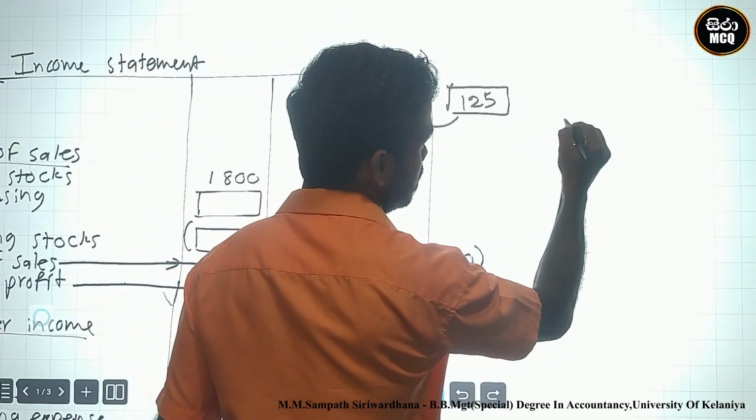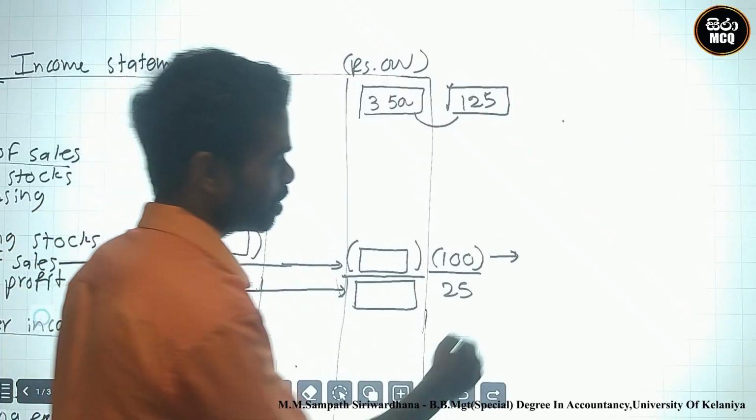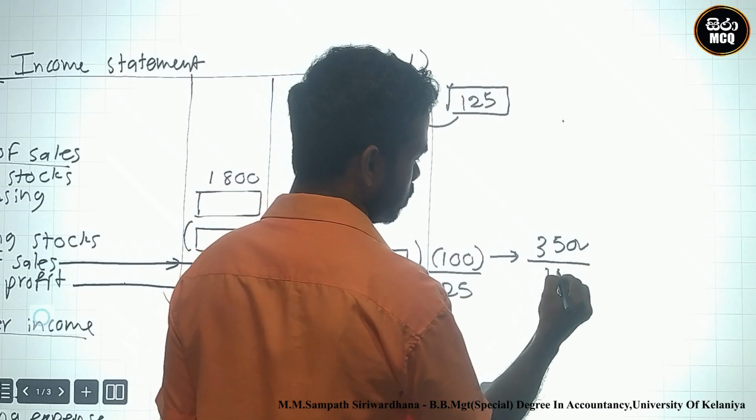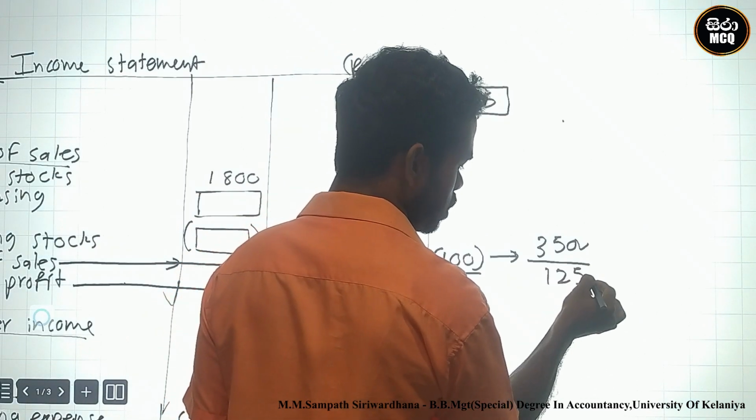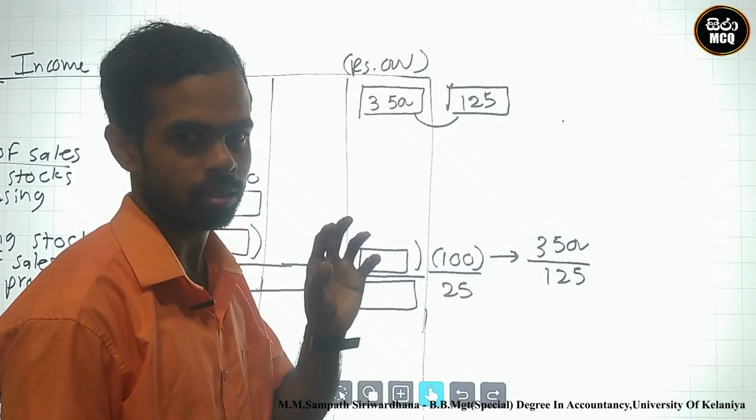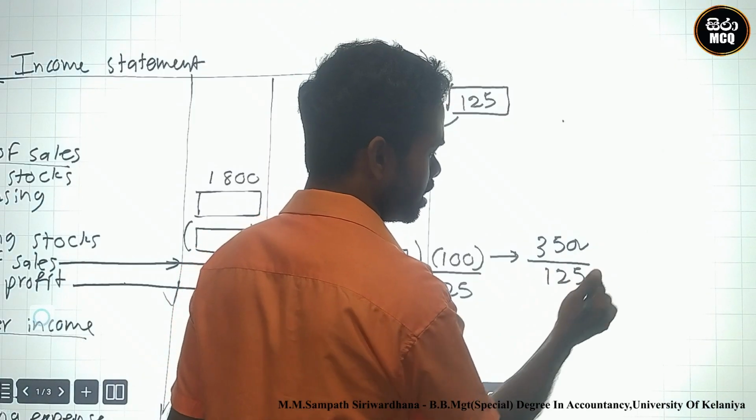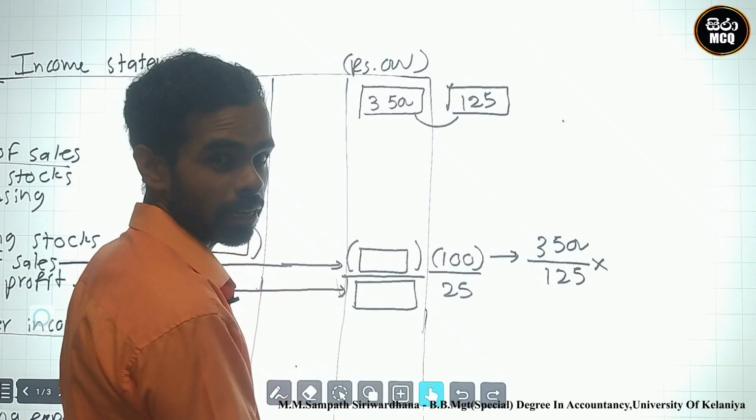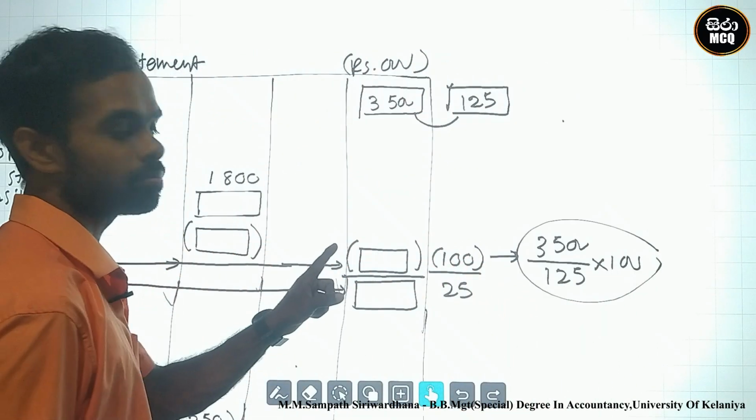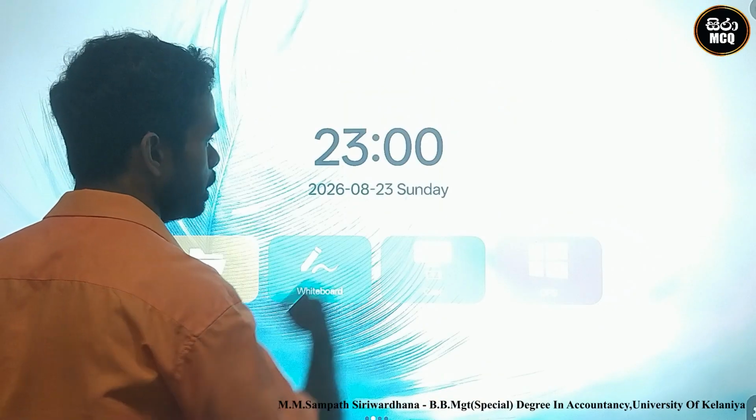Look here, 3500. How can we calculate the 100 related to cost of sales? 3500 is percentage 125. The 125 is the small percentage, the sales. This is the large percentage. Actual sales divided by the sales percentage and multiplied by the required percentage 100. After that we can find the cost of sales. We can use the calculator.